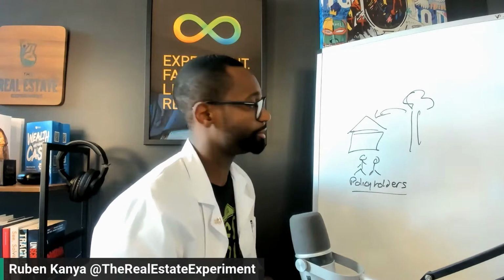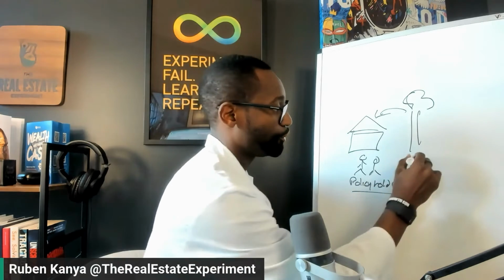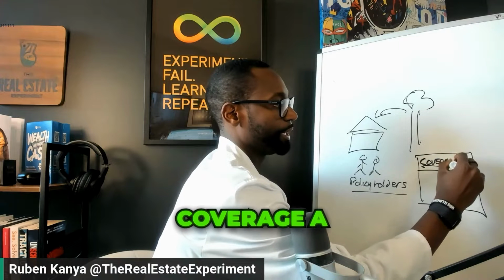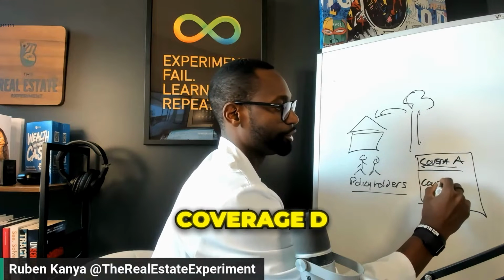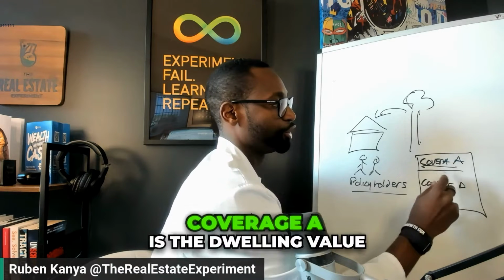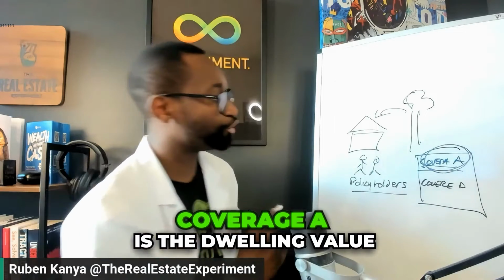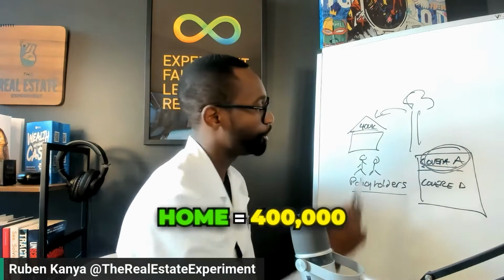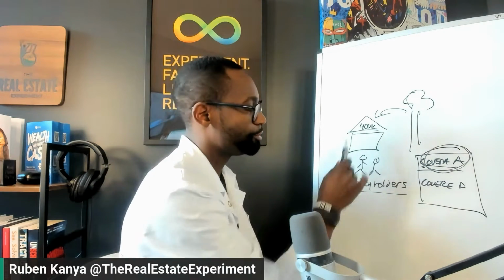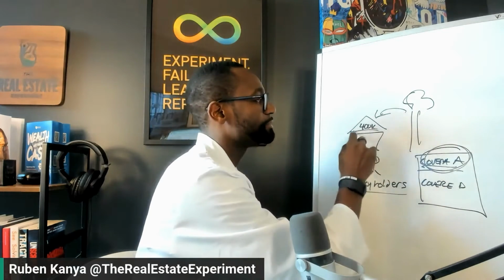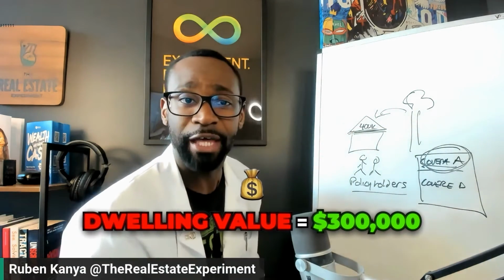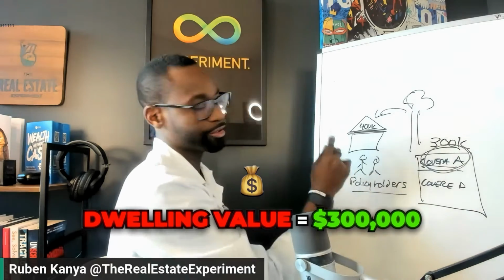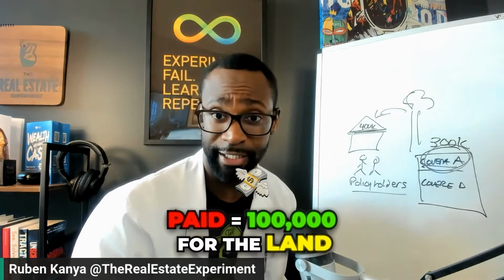And so when you are a policyholder and something happens to your home, there is on your policy a line item that says coverage A and coverage D, right? Coverage A is the dwelling value. So how much is this home worth? So for the interest of keeping numbers simple, say this home is worth 400K, right? Let's keep a few things in mind here. Maybe the dwelling value is, for the interest, 300K. It means it costs $300,000 to build that home, and you essentially paid 100K for the land, right?